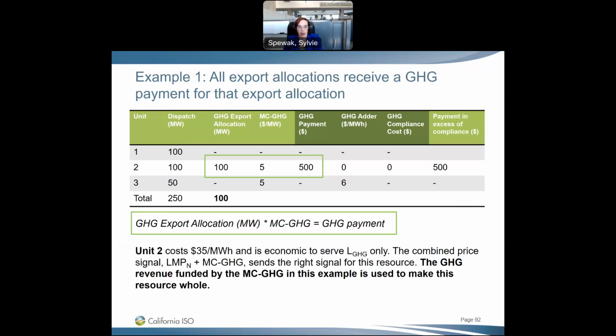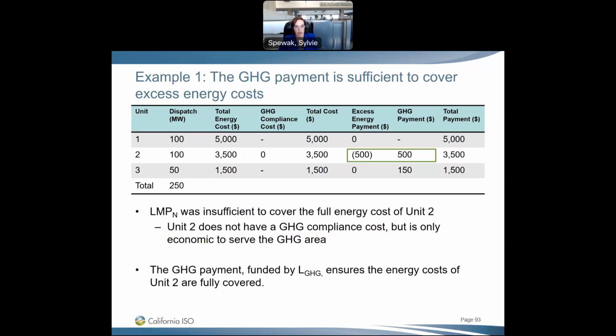So we multiply 100 by 5, that's the marginal cost of GHG, and that tells us the total GHG payment this resource will receive. Now this was a clean resource, so it submitted a GHG bid adder of 0, which means it doesn't have any compliance costs. But as we saw in the previous slide, it didn't make enough money from LMPN. So while it doesn't have any compliance costs, it still receives this payment, and the payment in excess of its compliance costs is $500. That is going to be used to make this resource whole.